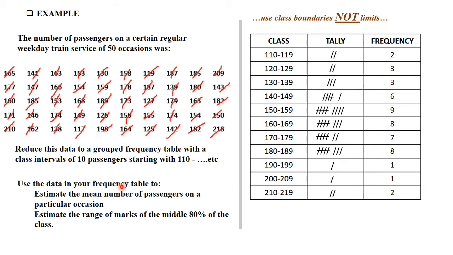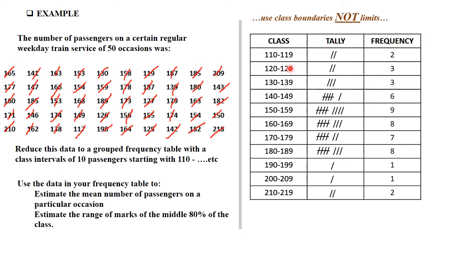We have reduced the data to a frequency distribution table with class intervals of 10 and starting with 110, and there it is. I need to mention that the class interval in our case is 10. It doesn't look like 10, but it is. If you transform these to class limits and subtract the lower limit from the upper limit, it will be 10, and so it's actually right.